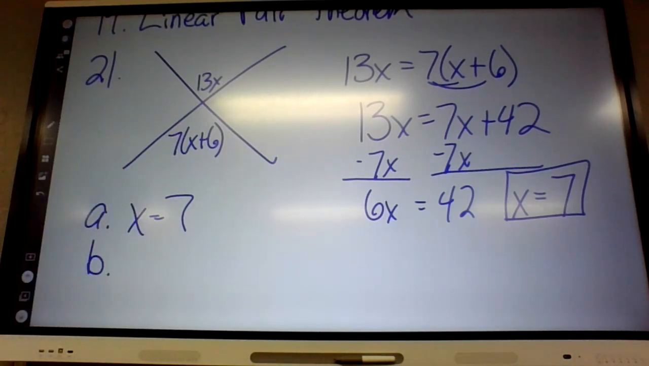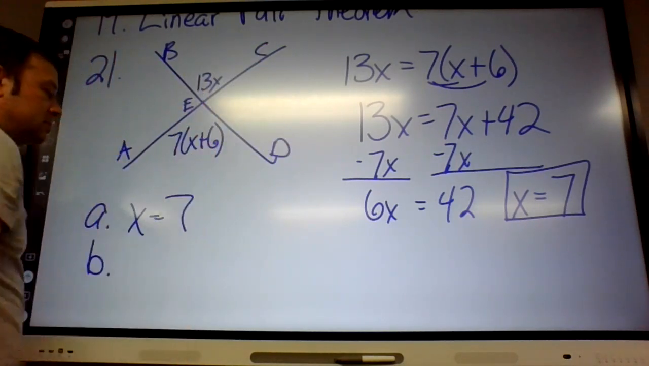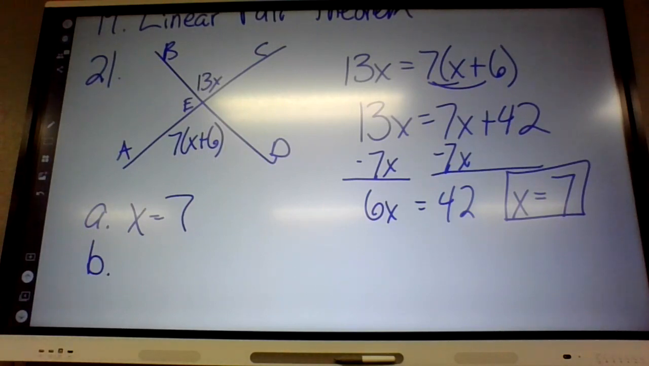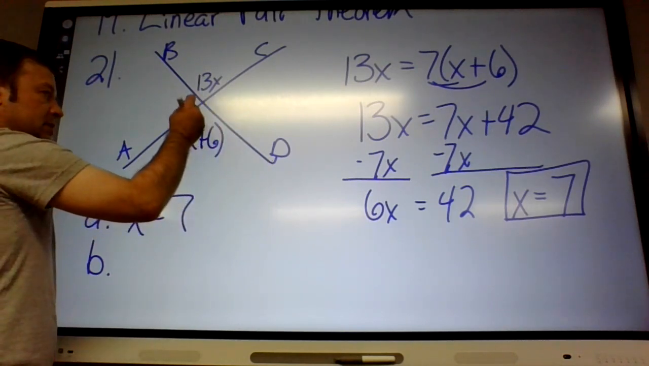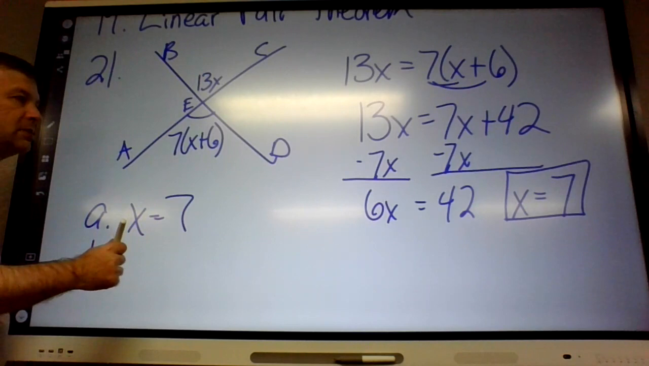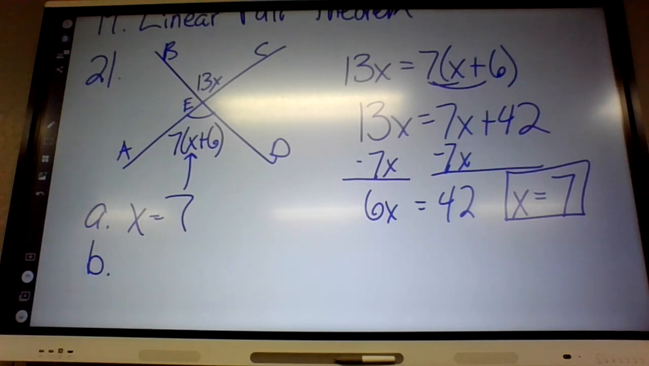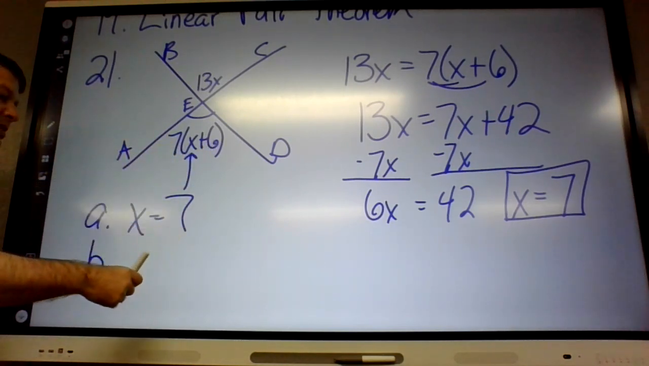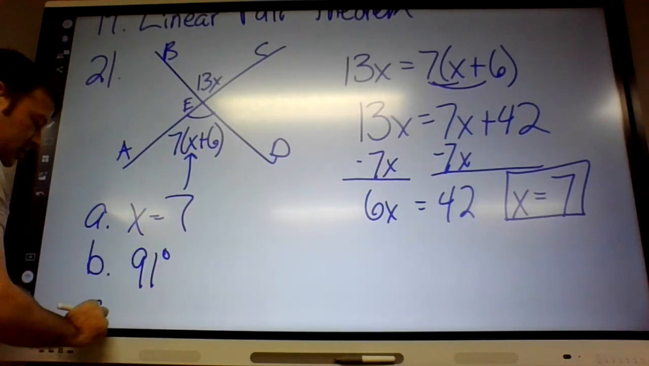Second question is, what's the measurement of angle AED? Angle ABC is down below the picture. Okay, so how do we find the measure of angle AED? It's the same as the top one, so you'll just plug 7 in for x. So it's 7 plus 6 is 13, times 7 is 91 degrees.